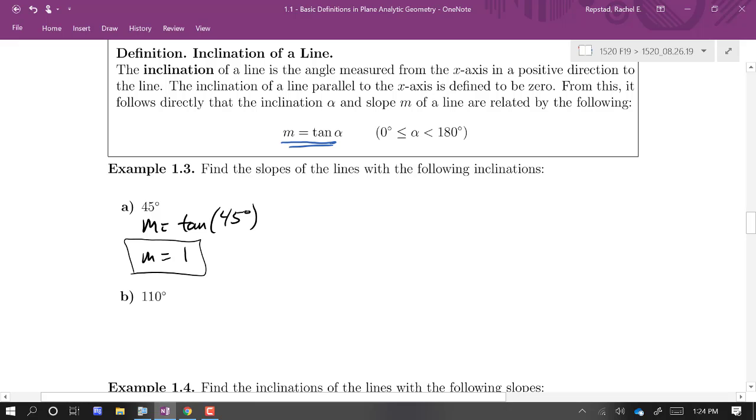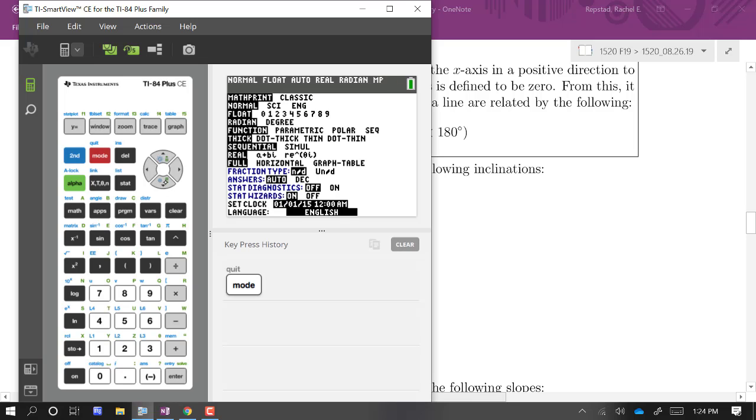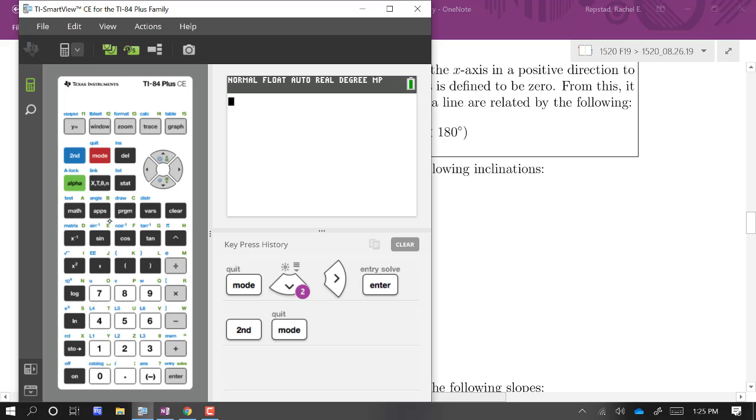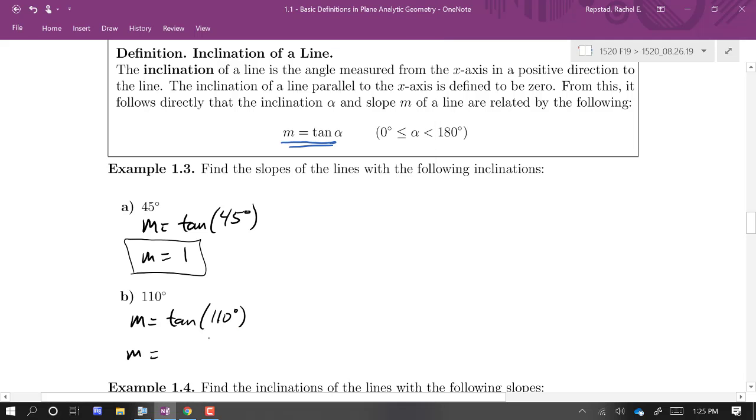Our next angle is 110 degrees. That's not one of the convenient angles on the unit circle, but here we can use the calculator. Let's see, I'm going to make sure I'm in degree mode. So tan of 110 is negative 2.75-ish. That makes sense that we got a negative slope. It's an obtuse angle.